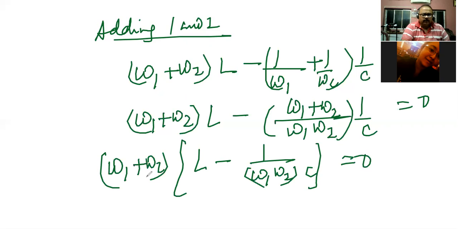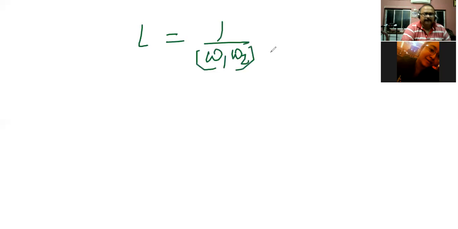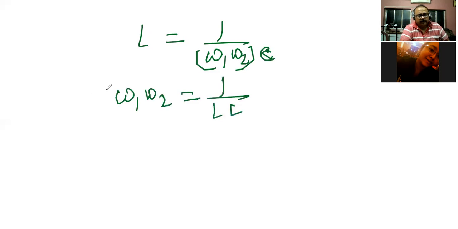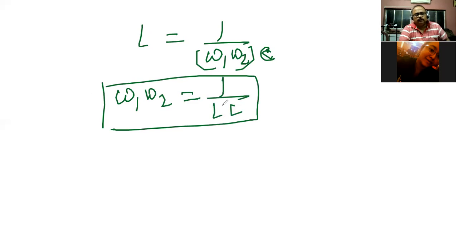Since omega 1 plus omega 2 cannot be equal to 0, so we can write L is equals to 1 by omega 1 into omega 2 whole into C. Now children, we get from here that omega 1 omega 2 is equals to 1 by LC. So omega 1 into omega 2 is equals to 1 by L into C.